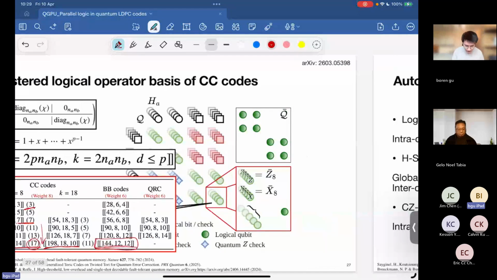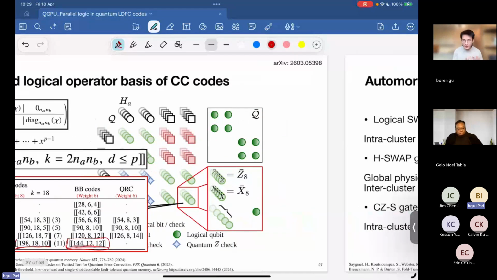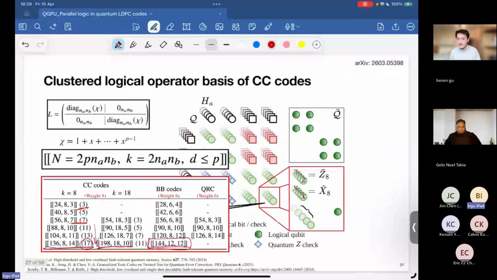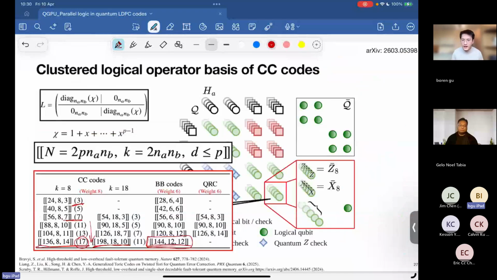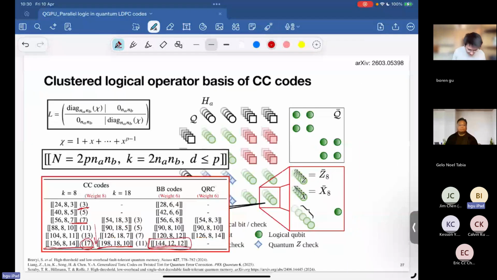One thing worth noting is that the CC codes listed here have weight 8, but BB codes and quantum radio codes have stabilizer weight 6. But as we show in the memory simulation, they are doing fine as well. Okay.